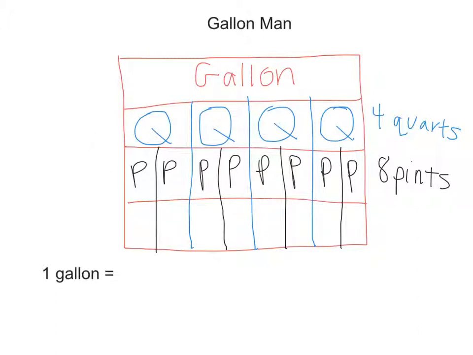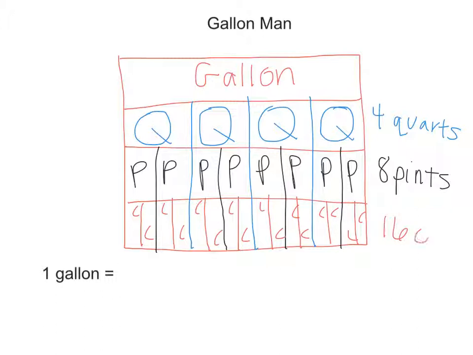And on this bottom row, I'm going to split these in half one last time, which is going to create 16 pieces. And these 16 pieces are 16 cups. So, in a whole gallon, there are 16 cups.